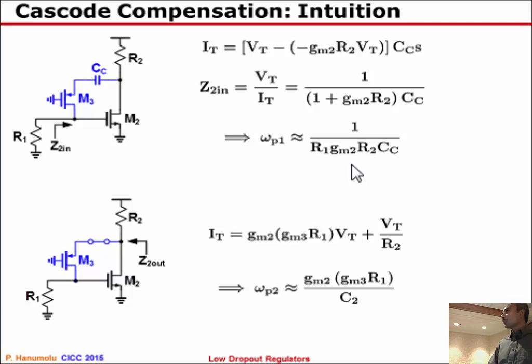So what this means is the second pole now is not at Gm2 over C2, which it was previously, but it is pushed out to much, much higher frequencies, in this particular case by Gm3 times R1. So if Gm3 times R1 is 20, then your second pole is 20 times farther away. Why is that important? That is important because now for the same amount of phase margin, we can live with 20 times more compensation capacitor without compromising stability. So for that reason, cascode compensation is extremely useful for driving large capacitive loads and large variable capacitive loads.